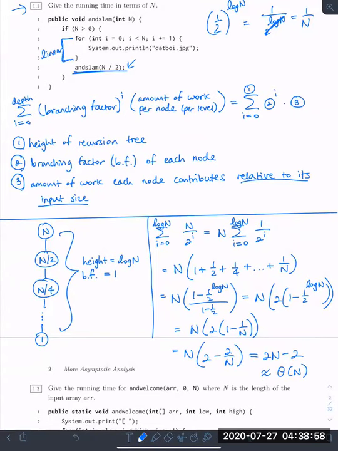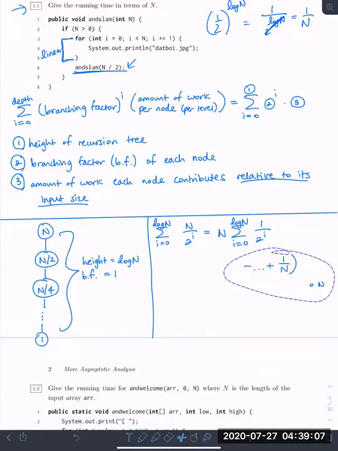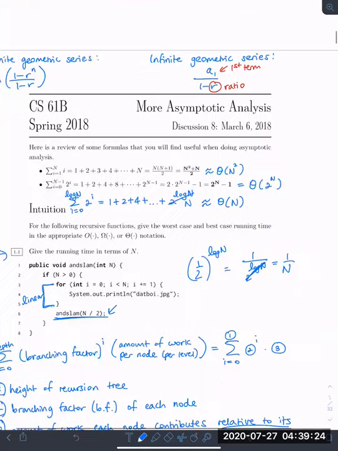Also, another thing that you can realize is that instead of doing all this calculation every time, you can do a little simplification at this step. So notice that this is always going to be upper bounded by n times the summation from i equals 0 to infinity of 1 over 2 to the i, right? And so we said that the formula for an infinite geometric series is this one, right? a1 over 1 minus r.